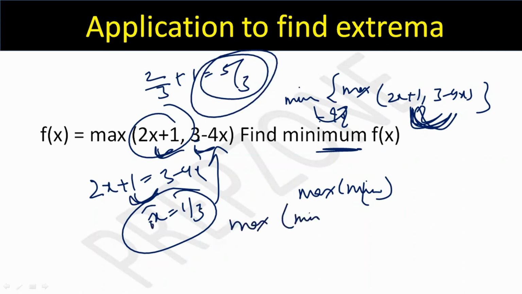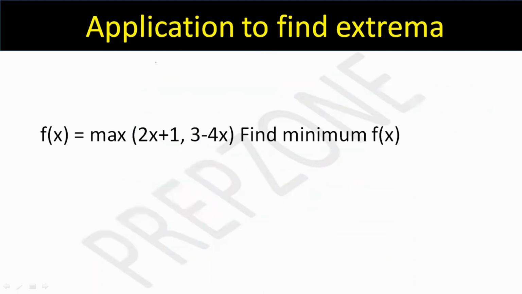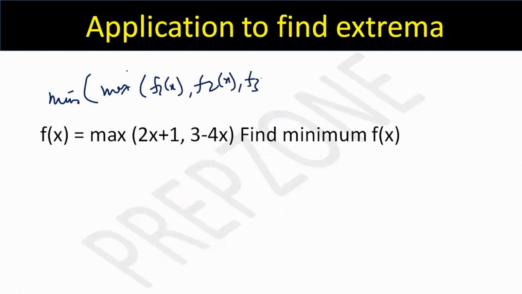Even if they ask you max of min and then there is some comma something given, you just have to equate them. Okay, this is the trick, and this will work if you have two variables. Now one question can come, sir, what if there are three variables? What if, say, you have min of max of, say, f1x comma f2x comma f3x, right? So you just have to apply the same thing.